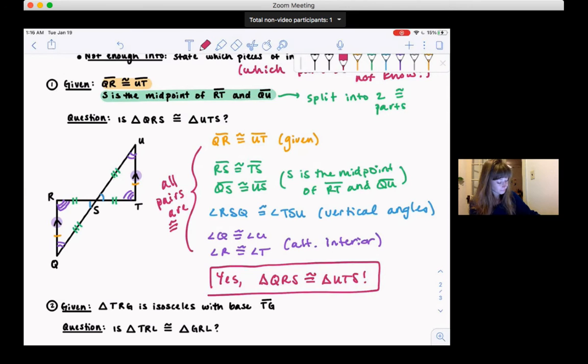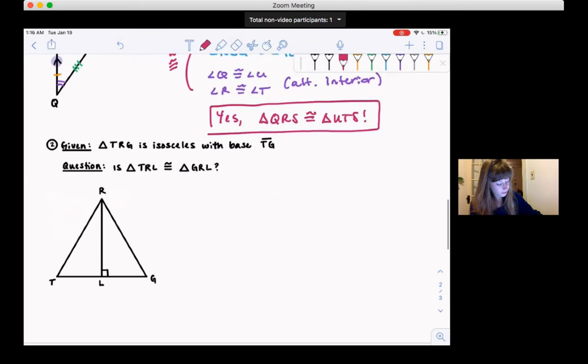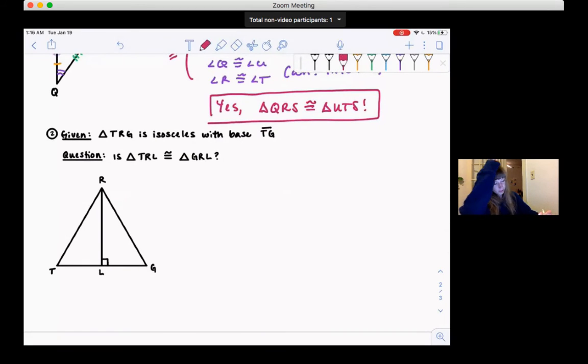All right, let's try one more of those. So in this one, we're given that triangle TRG, this big triangle, is isosceles, and that TG is the base. And then we want to know if triangle TRL, this little triangle here, is congruent to triangle GRL, this little triangle. So let's see what we can get.